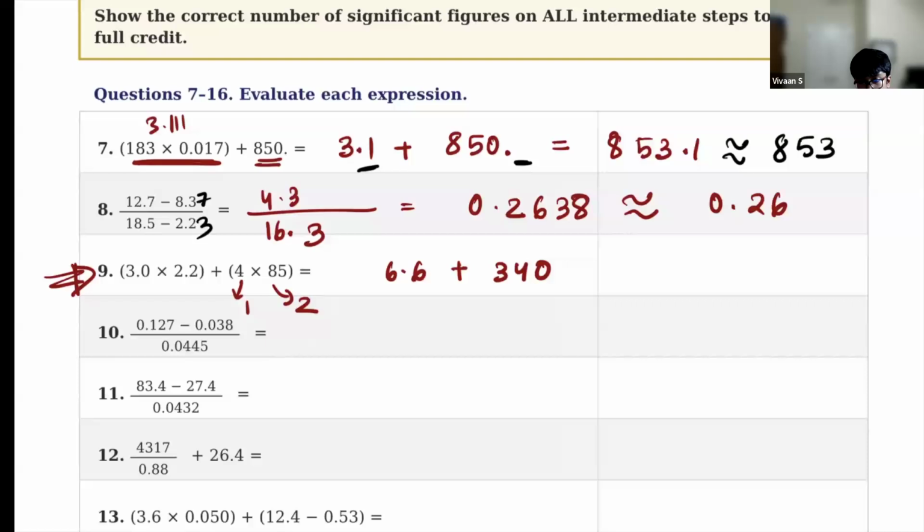340. 340 is 2 significant figures. Oh no, are you asking me to round 340 to 1? Yes. Good job, Hannah.